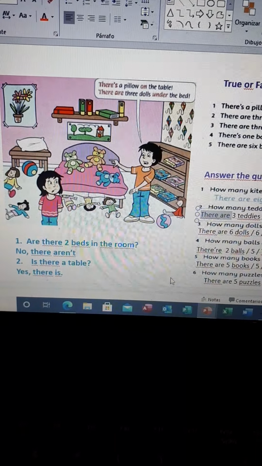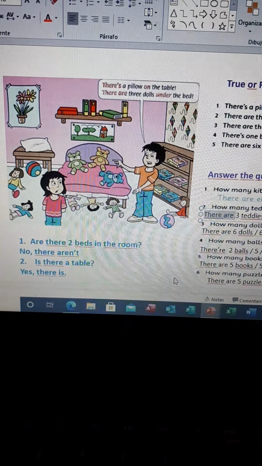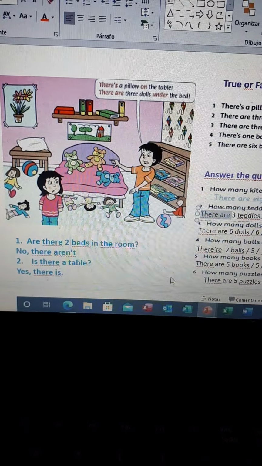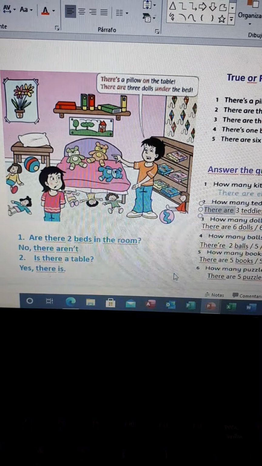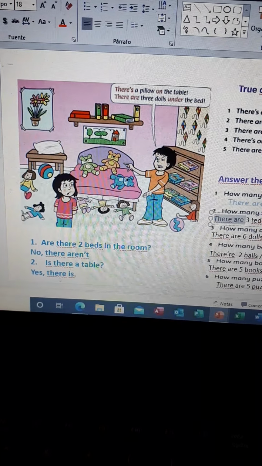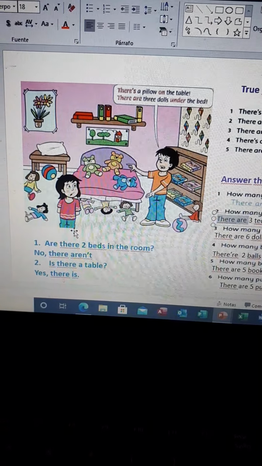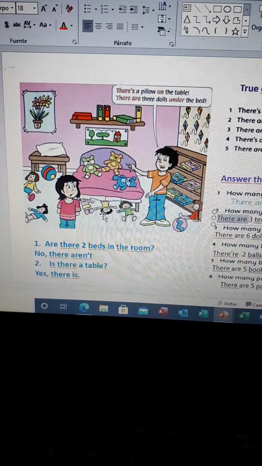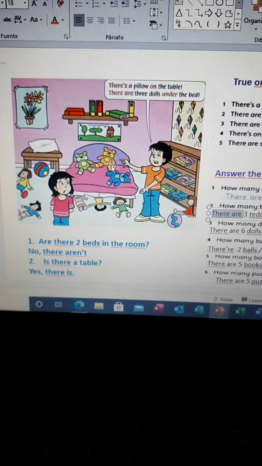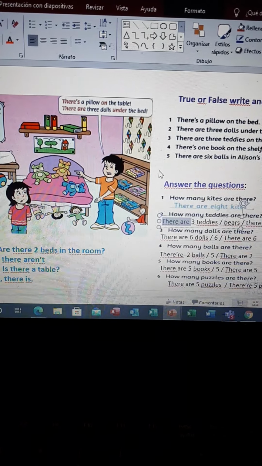Okay, also we can say, how many shoes are there in the room? Well, only two, or maybe Allison has another pair, but we don't see them. Or maybe we can say how many, etc. We can make some examples. Okay, so I hope that you can practice with this activity and review it.